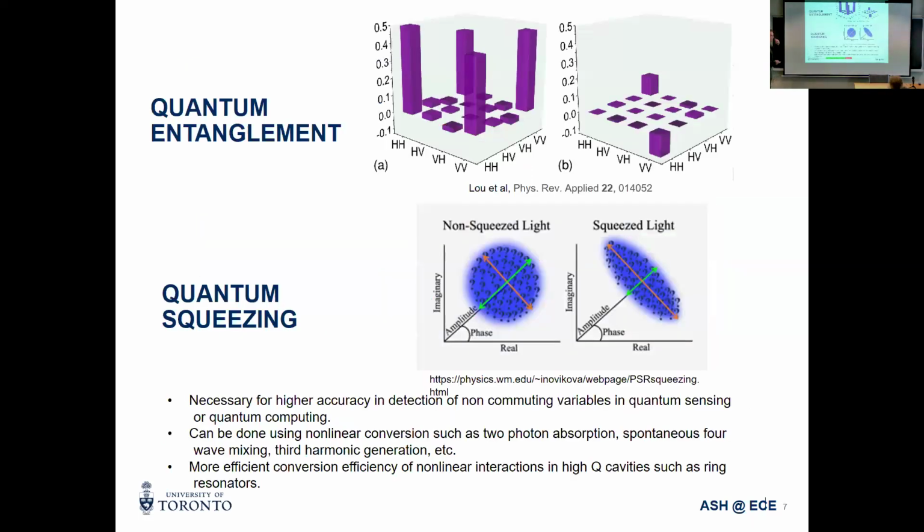The main two things I'm going to talk about today are quantum entanglement and quantum squeezing. Most people should know the difference between non-squeezed light and squeezed light, where you can squeeze either your amplitude or your phase for ultra-accurate measurements when it comes to sensing or computing.